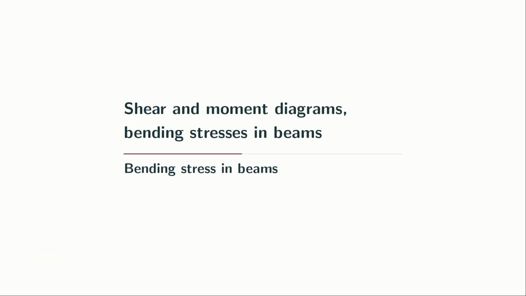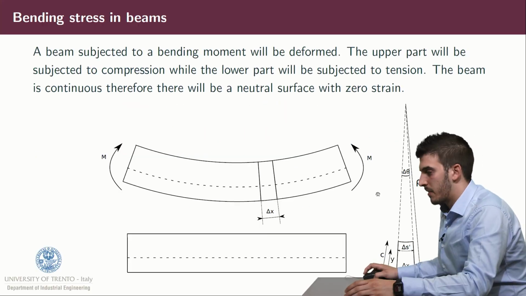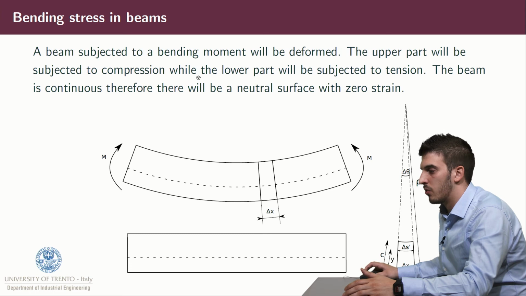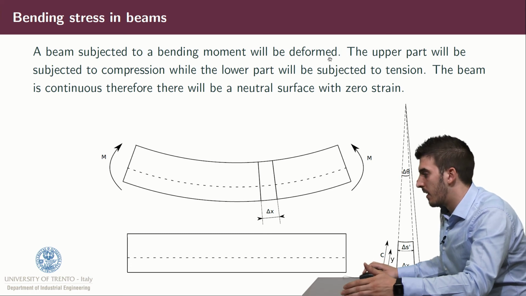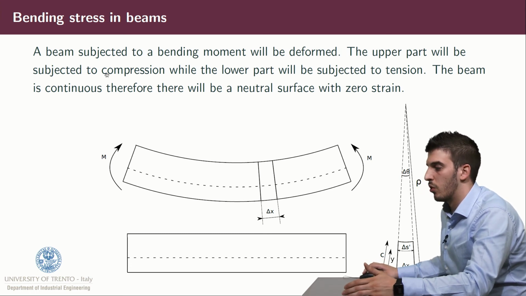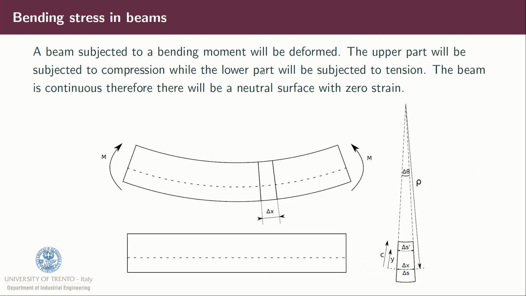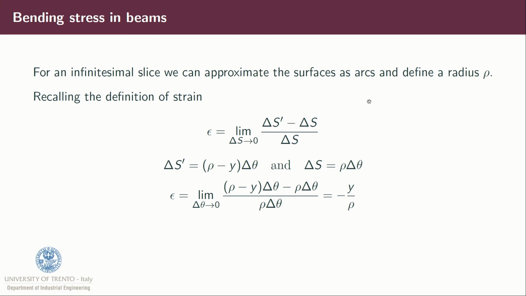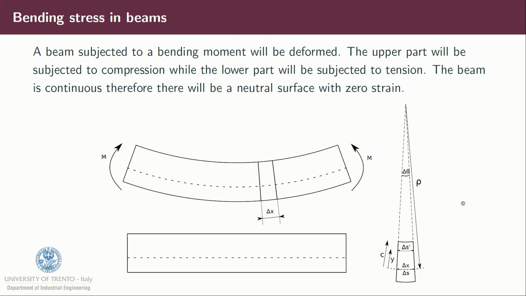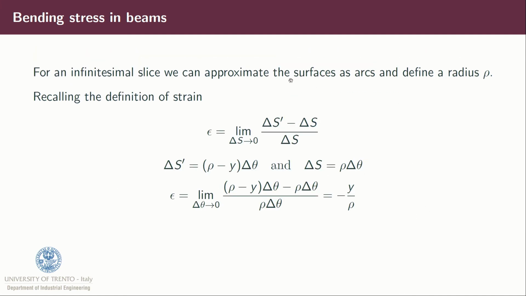Let's now see the bending stresses in beams. So a beam subjected to a bending moment will be deformed, and the upper part will be subjected to compression, while the lower part will be subjected to tension. The beam is continuous, therefore there will be a neutral surface in which the strain will be 0.